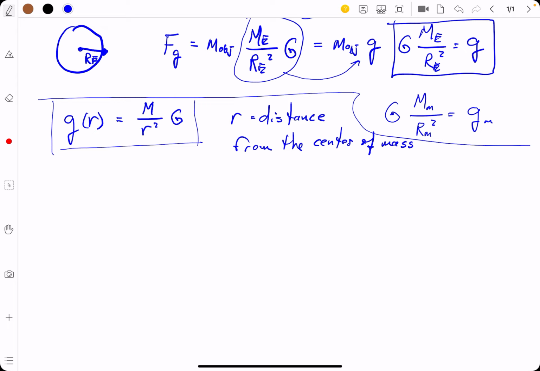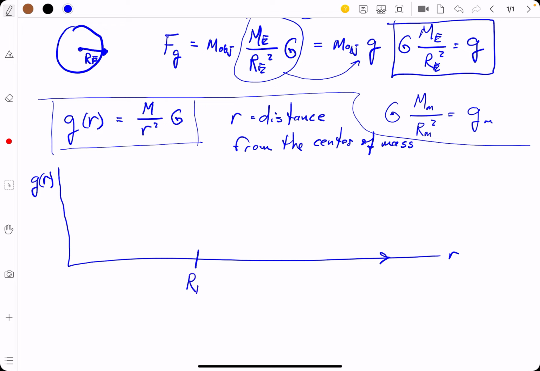I didn't do it in the notes, but we'll do g of r for a body. Here's our radius going out that direction. Here's the radius of the body. And if it's homogeneous, we're dealing with a homogeneous body.